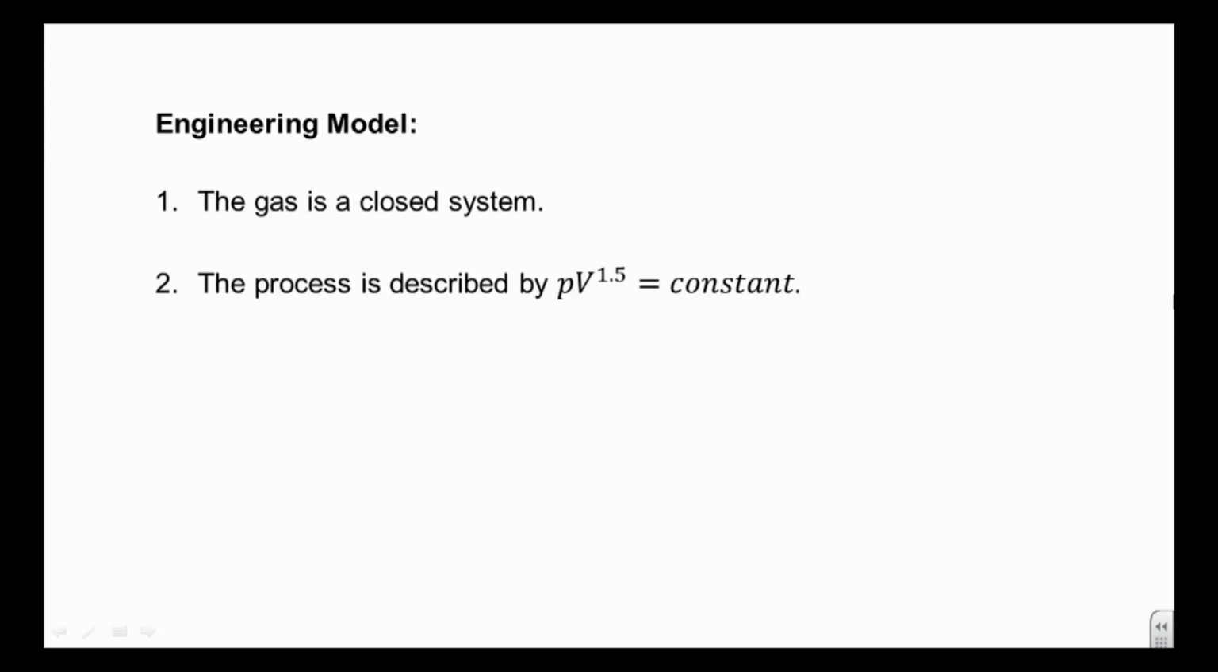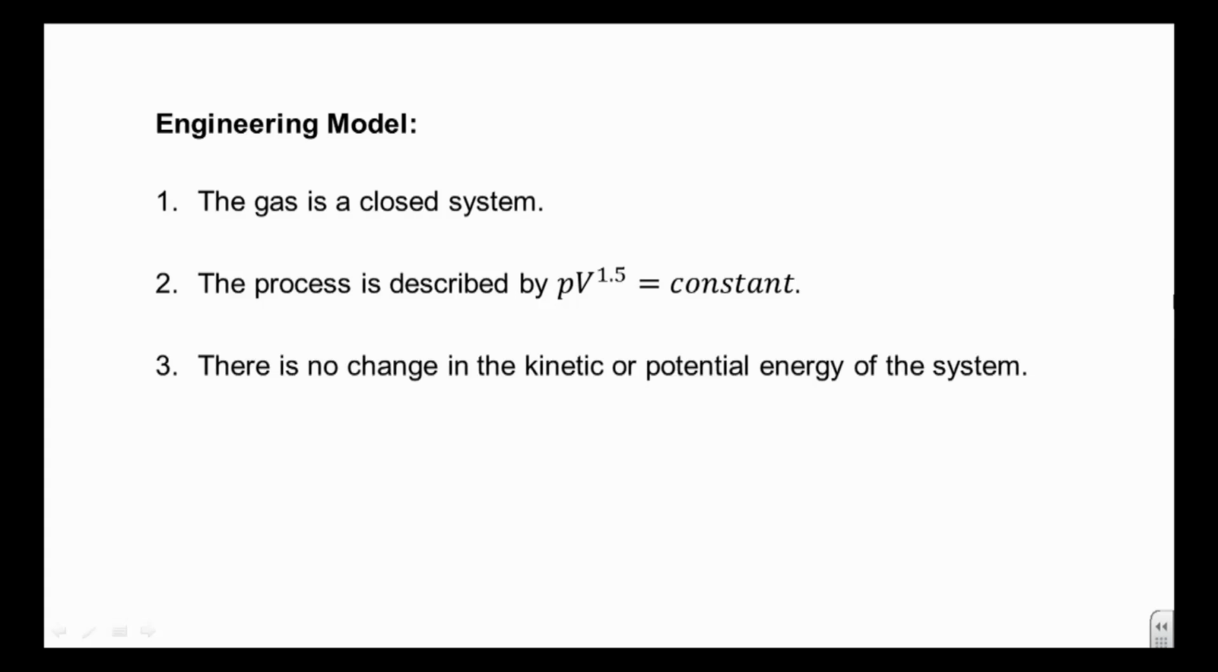The next step is to develop an engineering model. In other words, listing a set of simplifying assumptions which will allow us to perform the analysis of the problem. The gas is a closed system. The process is described by PV^1.5 equal to constant. And there is no change in kinetic or potential energy for the system. Having completed all the required initial steps, let's develop the analysis.